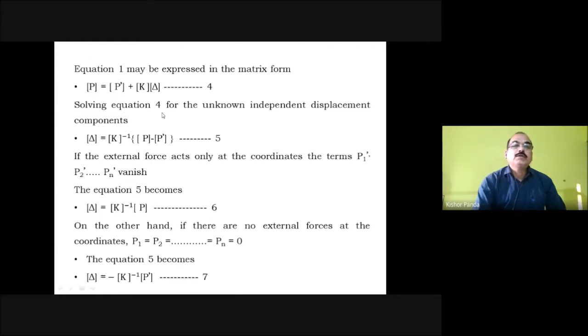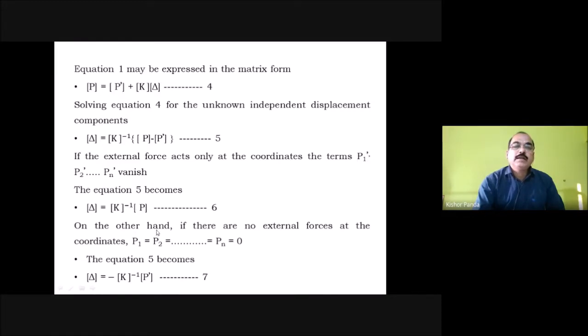So solving equation 4 for the unknown independent displacement components, you can find out the displacement. Displacement is equal to K inverse times P minus P dash. If the external forces act only at the coordinates, the terms P1 dash, P2 dash, Pn dash vanish. If the external forces are acting at the coordinates, assigned in the coordinate direction, in this case P1 dash, P2 dash, and Pn dash are equal to 0. So the equation becomes delta is equal to K inverse P.